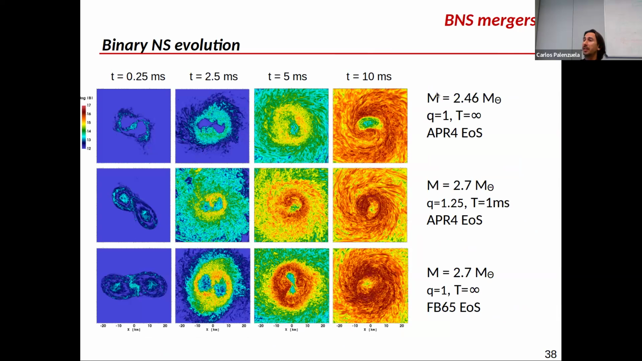We also tried different binary parameters, changing the total mass, changing the mass ratio, adding spin to some of the stars with some periods. If it is infinite, it means it is not rotating, but here it is rotating, with different equations of state also. And in most of the cases, we see basically the same: at the beginning it is very different, but as time progresses, the magnetic field looks more and more similar.